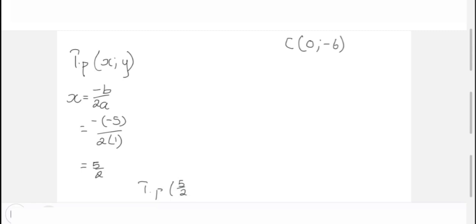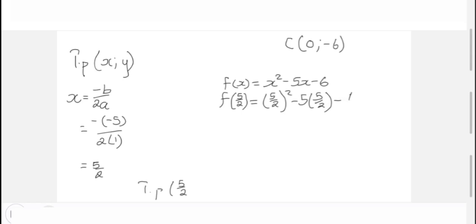Then we're going to take that very same x coordinate and substitute it back into our parent equation, the parabolic equation that we were given: f of x is equal to x squared minus 5x minus 6. So it's going to be f of 5 over 2. We substitute 5 over 2 there: (5 over 2) squared minus 5 into 5 over 2 minus 6. This will give us an overall of negative 49 over 4.